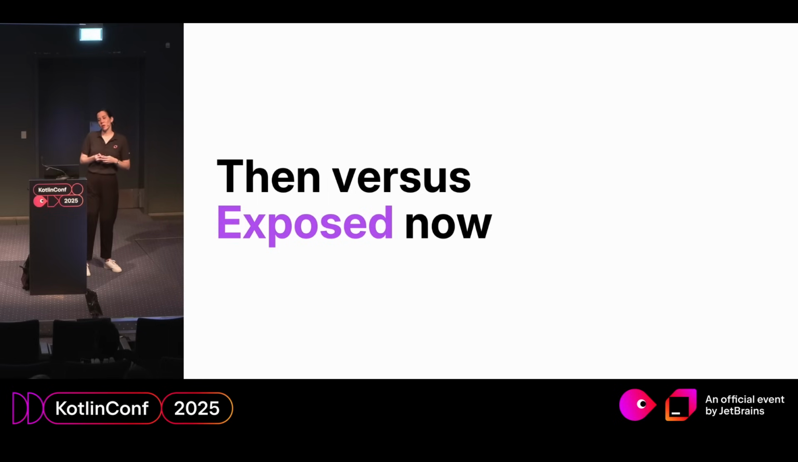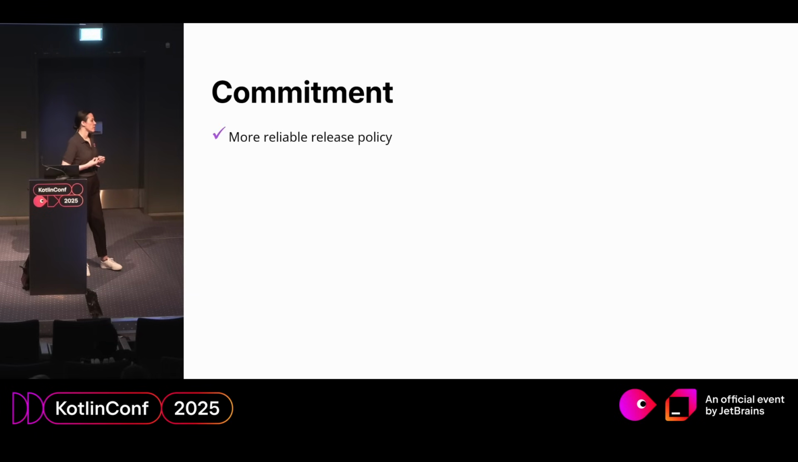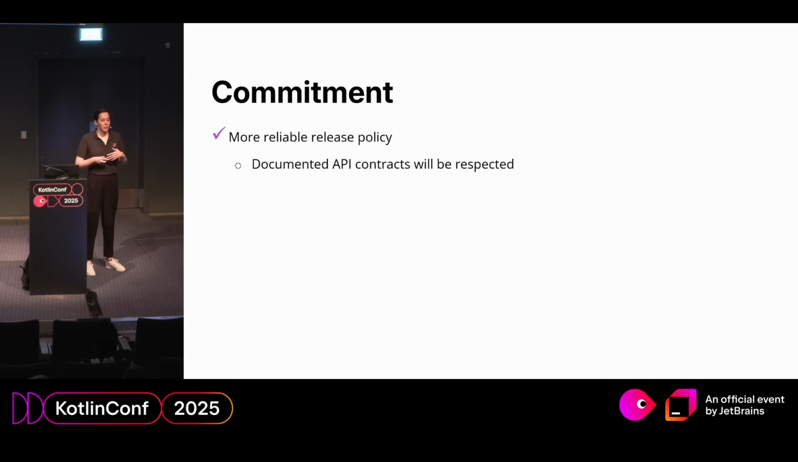It's been a bit of the wild, wild west these last 2 years, to be honest, getting Exposed to a robust state. And part of the 1.0 milestone means making a commitment to a release process and a version of Exposed that gives you more confidence to use it. So what that means is, moving forward, we're going to be adhering to a stricter release policy where you can rest assured that all the public binary API contracts that I mentioned before will actually be respected.